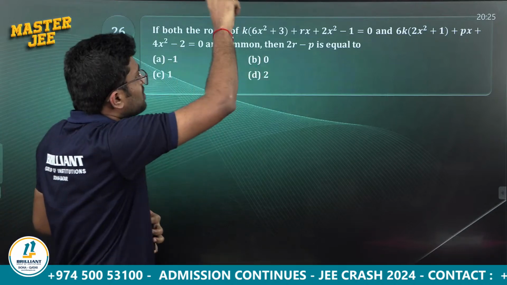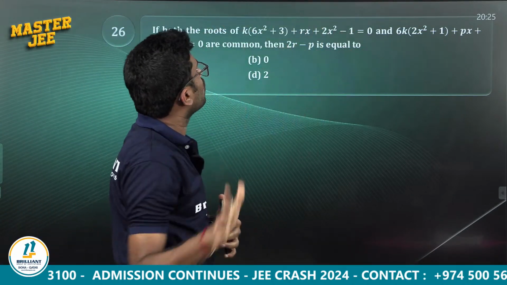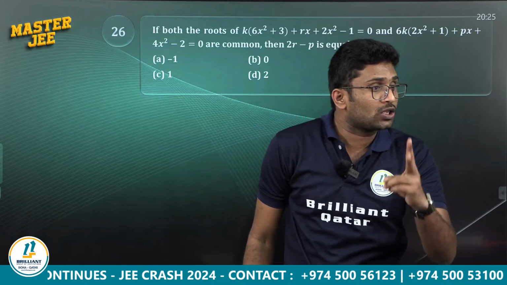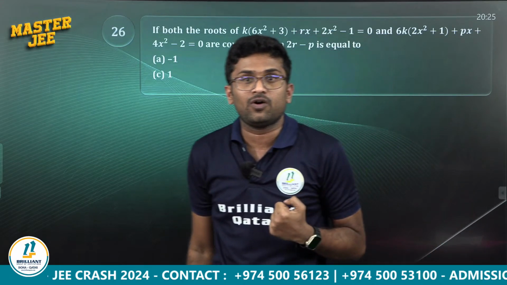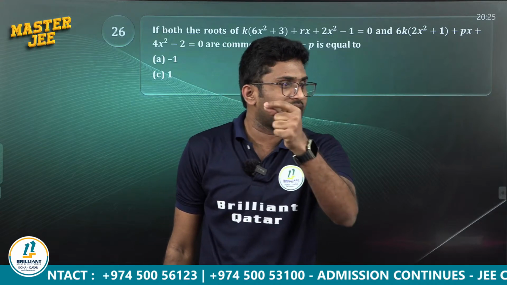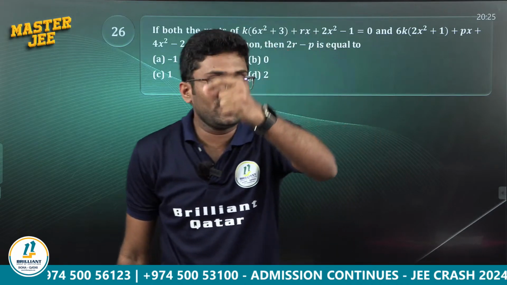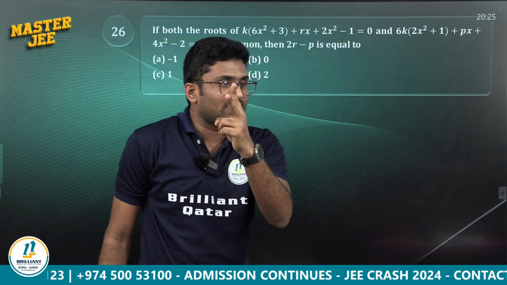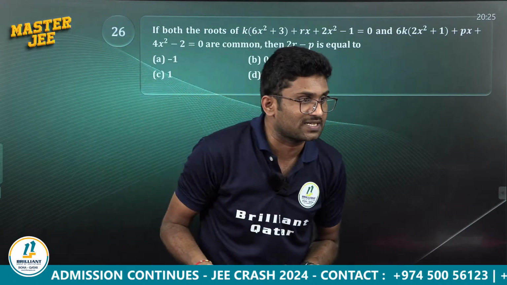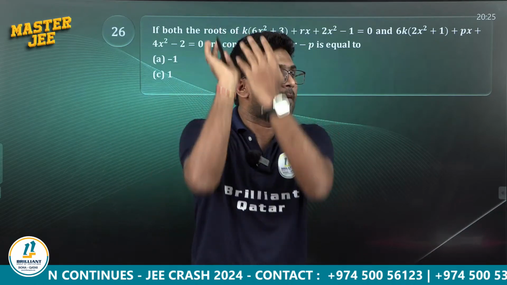If both the roots of this quadratic equation are common, two quadratic equations will be having both roots common. What is the condition that we have? If two quadratic equations have both the roots common, it happens only in one case. If two quadratic equations are having both the roots common, then what will be the relation between their coefficients? Their coefficients will be proportional.